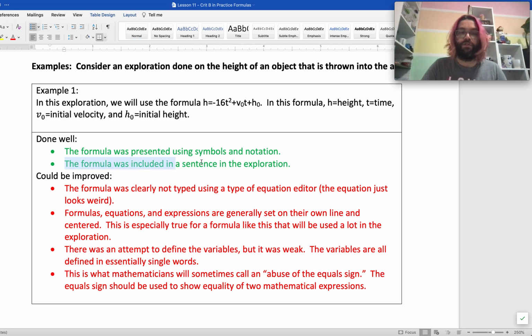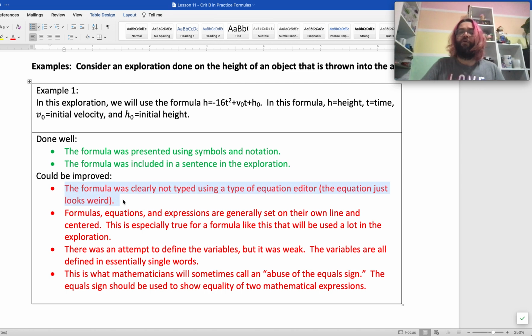Second, the formula was included in a sentence in their exploration. In other words, it wasn't just plopped in the middle of something. So it makes sense. It says, in this exploration, we'll use this formula. In this formula, h equals height, t equals time. Okay, fine. So these are two things that are done reasonably well, but there's a lot that could be improved.